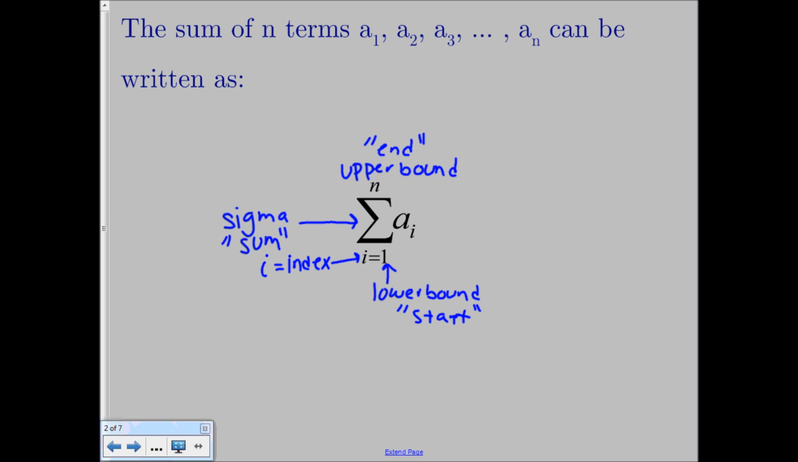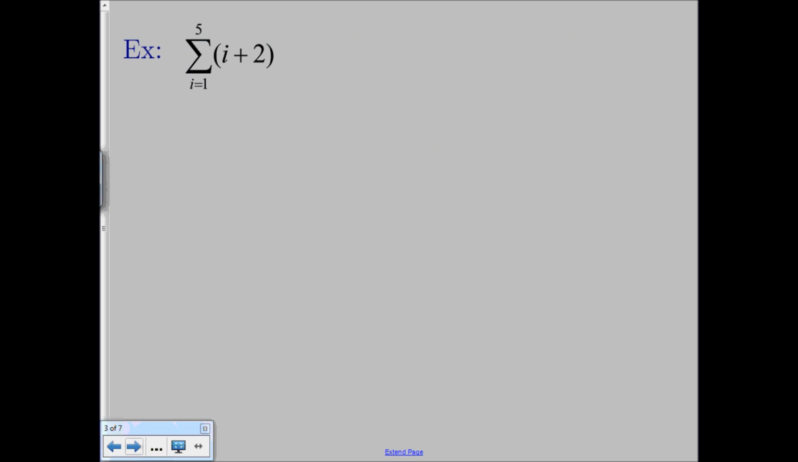So now let's see how that actually works. Let's do a concrete example first. Why don't we find the sum from i going from 1 to 5 of i plus 2? That means wherever we see an i, we're going to start by plugging in 1, and then we're going to plug in 2, 3, 4, and out to 5, and then just add all of the terms together.